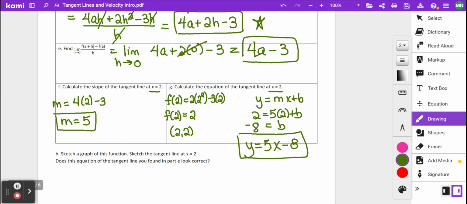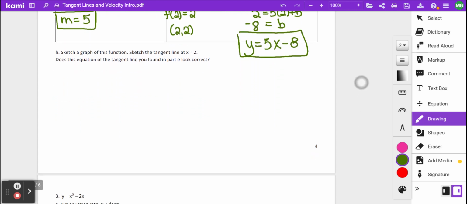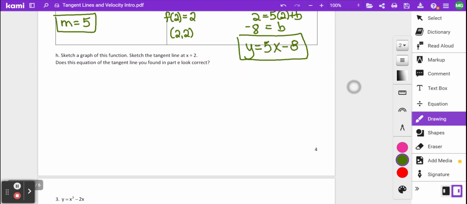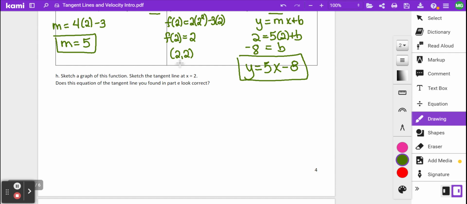So now what I'd like for you to do is use your calculator or your brain or both and go ahead and sketch a graph of the function and sketch the tangent line, and they should intersect at (2, 2), and of course it should look tangent and not like a secant. So go ahead and do that. Pause the video.